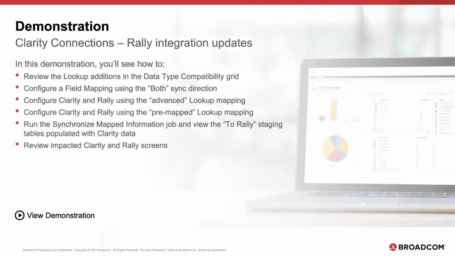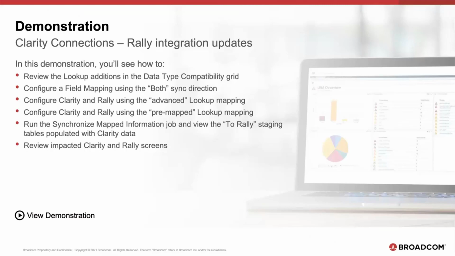Okay, let's take a look at the demo. We're going to go through the lookup additions to the data type compatibility grid. We're going to configure a field mapping using the both sync direction. We're going to take a look at the advanced lookup value mapping as well as the pre-mapped lookup mapping tools. We're going to run that sync job and look at the two Rally staging tables, and then we'll look holistically at both the Clarity and Rally screens to analyze the data changes that are occurring based on our scenario.